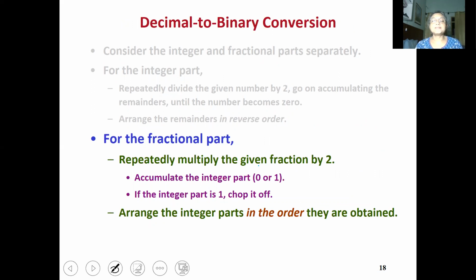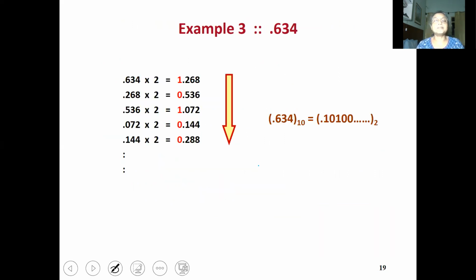For the fractional part, as we have said, we multiply the given fraction repeatedly by 2 and accumulate the integer part, 0 or 1. If the integer part is 1, chop it off, and arrange the integer parts in the order they are obtained. Let's look at an example. Suppose we have the fraction 0.634. We multiply by 2 and we get 1.268. So we keep this 1, and this 1 comes as the first bit after the decimal point. But we chop this 1 off and we get 0.268.